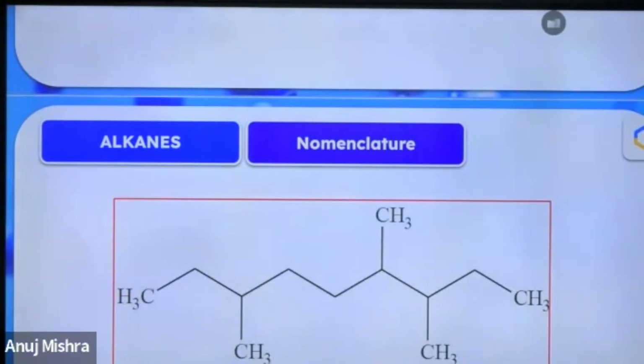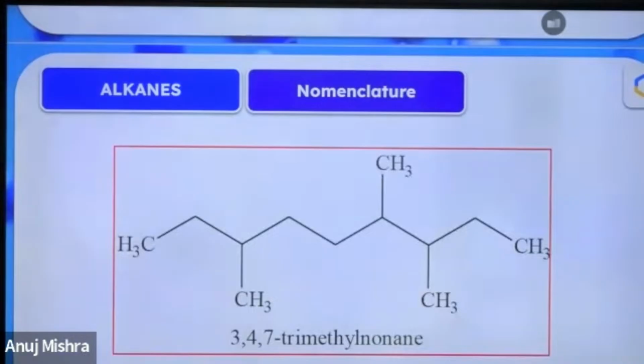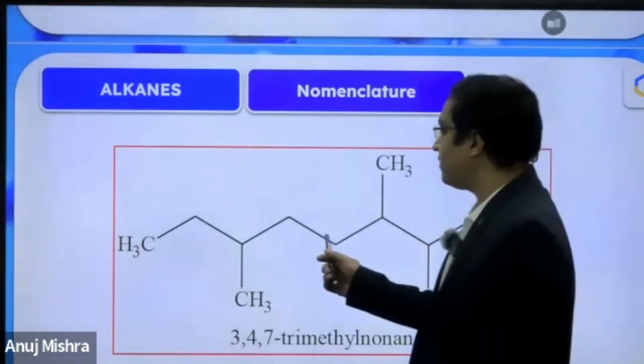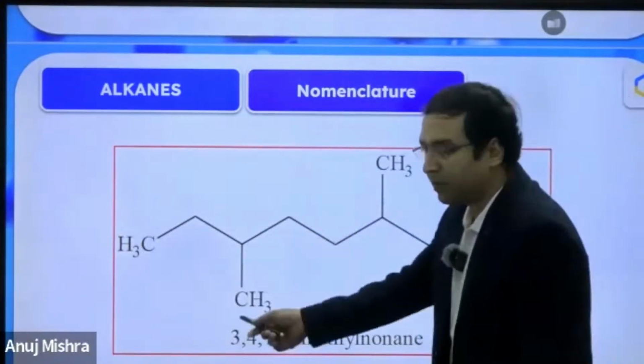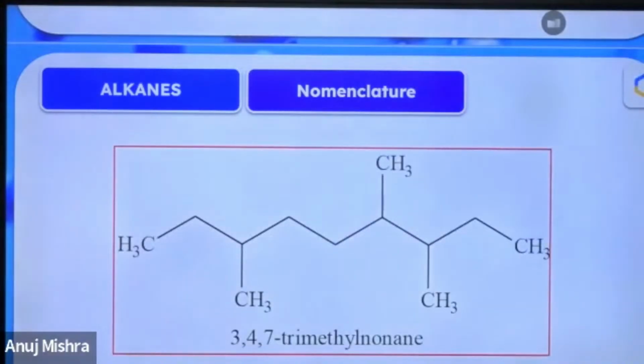ठीक है. Answer is 3,4,7 trimethyl nonane. Good. That's the answer. Non is 9 members. 1, 2, 3, 4, 5, 6, 7, 8, 9. Third position पे methyl, fourth पे methyl, seventh पे methyl. So correct name. Okay. Non means 9.